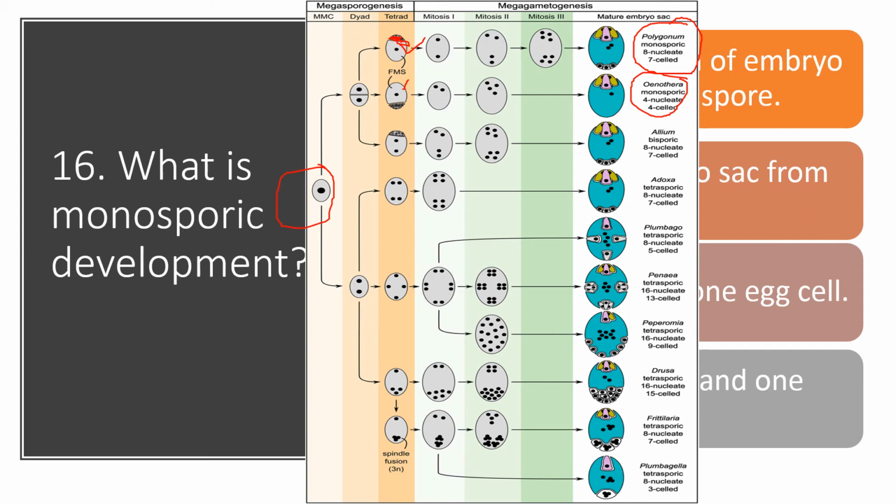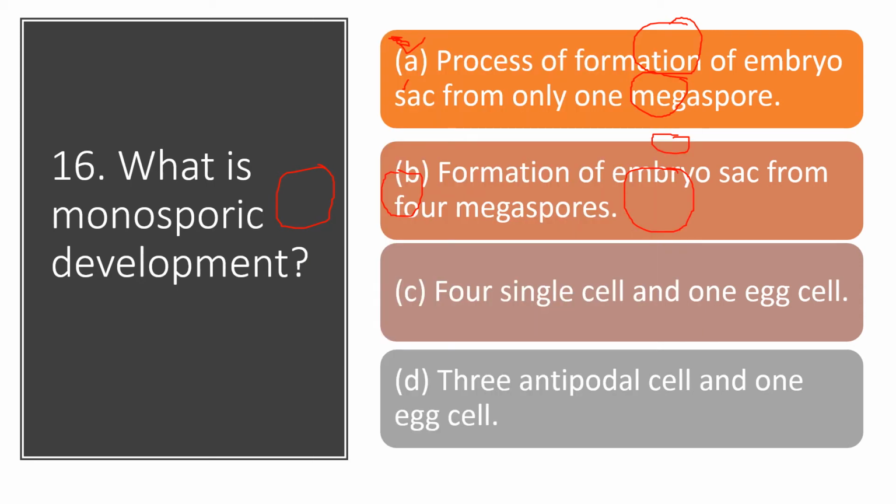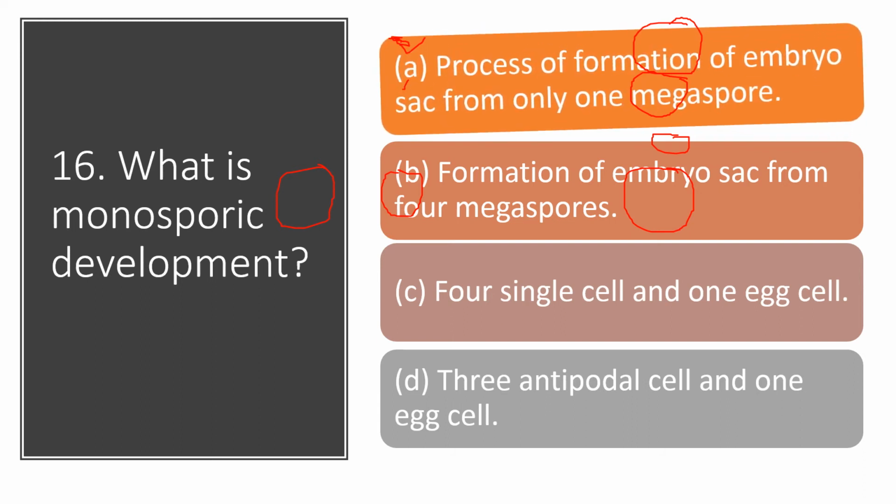But there may be the chance that out of 4, 2 will survive and the other 2 will disintegrate. If the embryo sac forms from the 2 megaspores, it is called bisporic. If the embryo sac forms from the whole set of 4 megaspores, it is called the tetrasporic type of embryo sac. But in the question they asked, what is monosporic? Monosporic means formation of the embryo sac from a single megaspore. So the right option is A, process of formation of embryo sac from only 1 megaspore.